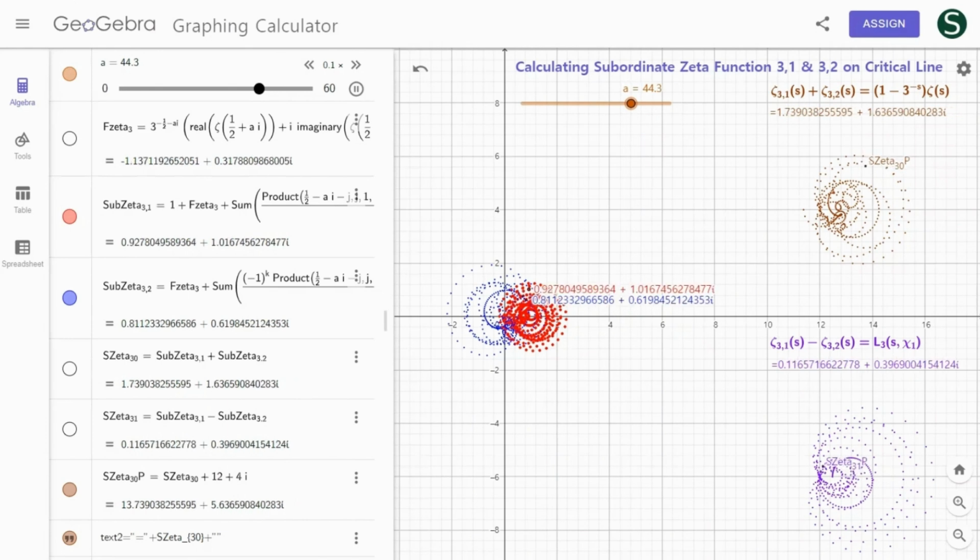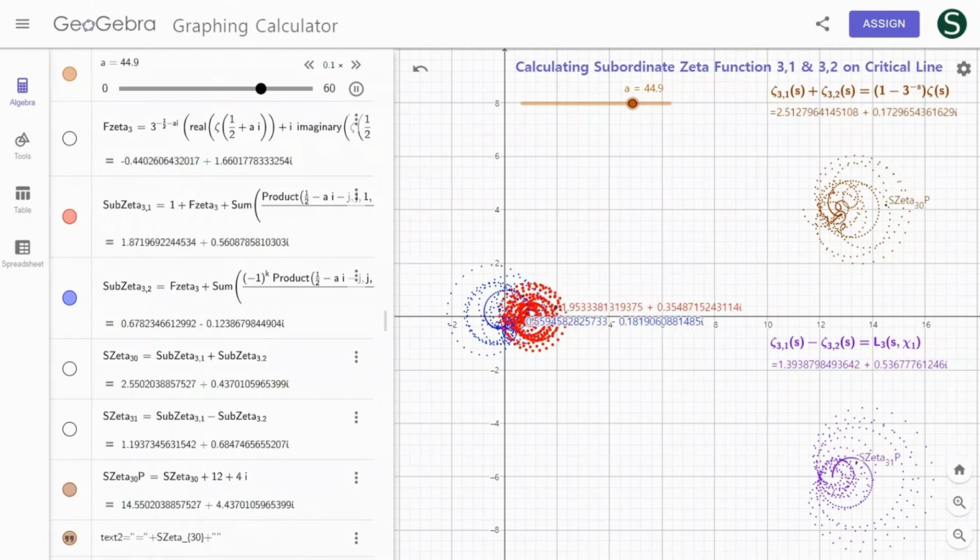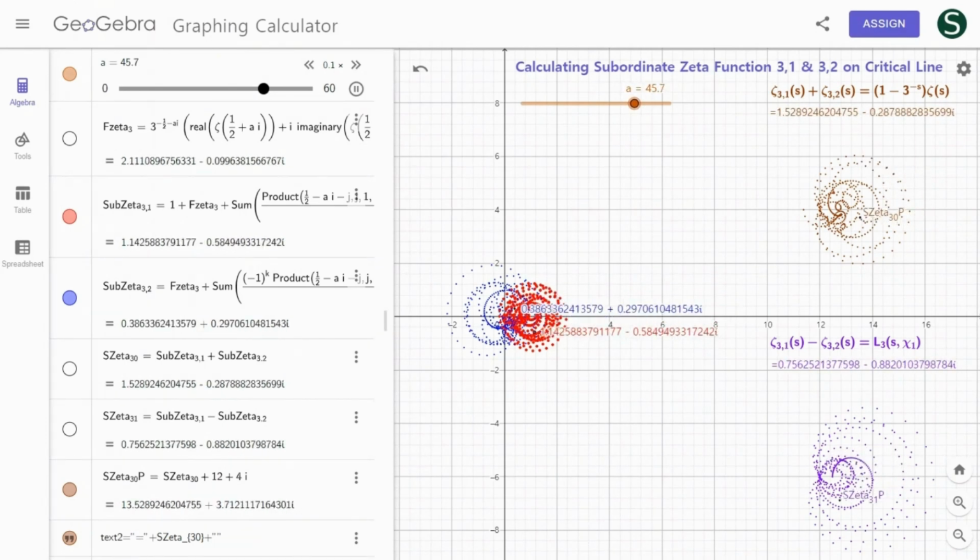However, the binomial theorem of the subordinate zeta functions 3, 1 and 3, 2 is symmetrical, and since one equation is a sum, the other equation is an alternating sum. So the L function chi 1 of mod 3 can also be simplified further.